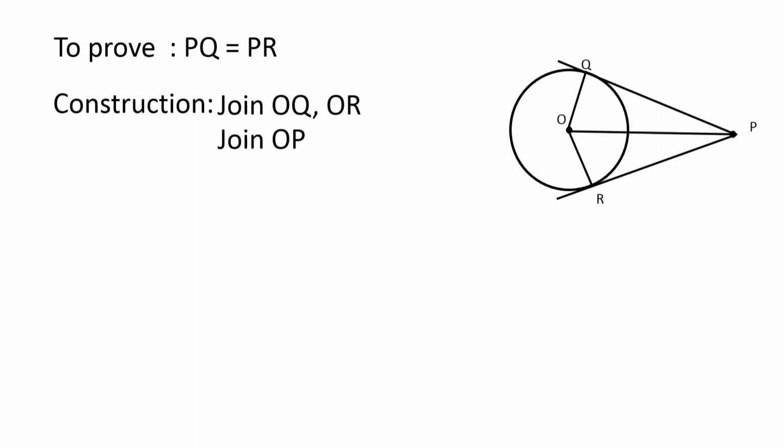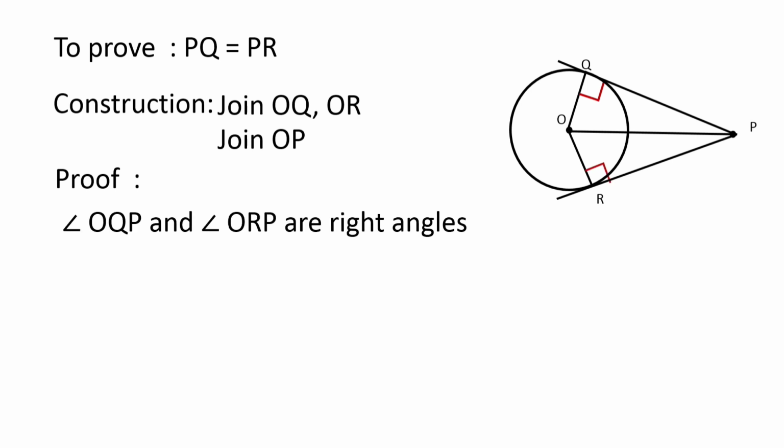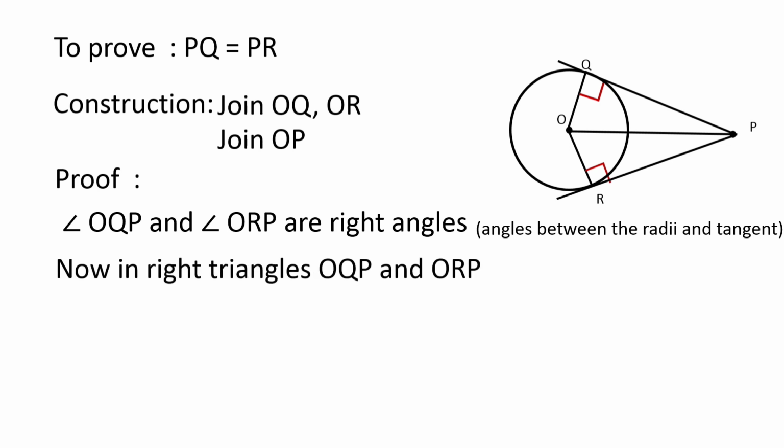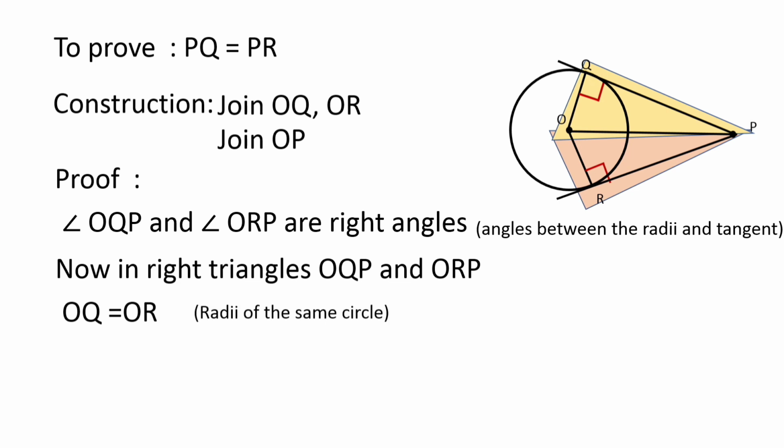Proof: observe the angles OQP and ORP. They are right angles because they are the angles between the radii and the tangent. So, in right angle triangles OQP and ORP, we can observe that OQ is equal to OR because they are the radii of the same circle.